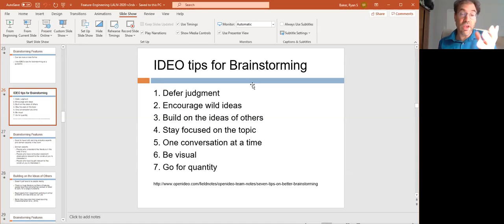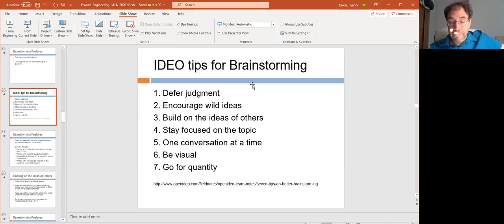Encourage wild ideas. Again, same point. Don't say it's stupid until after you're done brainstorming. Build on the ideas of others. If you're just going to stay in your own little bubble while you're brainstorming with other people, you might as well save the trouble of getting out of your coronavirus bubble to meet with them or getting on Zoom. Just do it by yourself. The whole point of group brainstorming is to build off each other. George may have a great idea, and after Justin's gotten his hands on it, it's an even better idea.